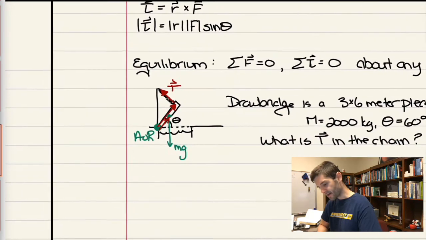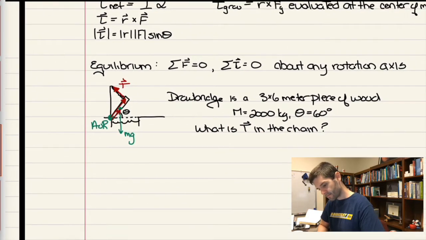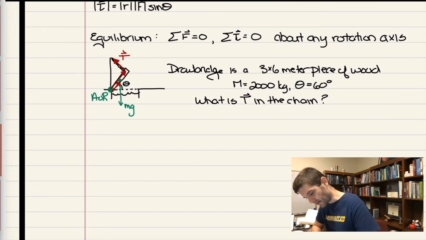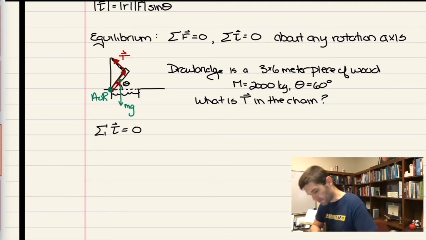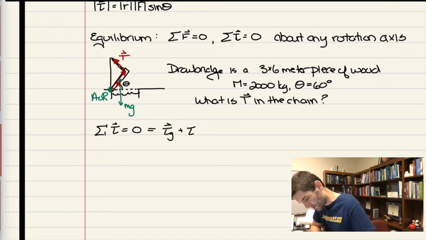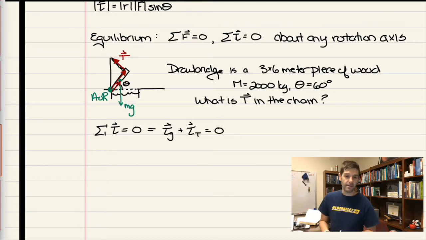And we expect that in equilibrium, the sum of the torques on the drawbridge better add up to 0. Which means that we expect the torque due to gravity plus the torque due to the tension to add up to 0. And the hope is that we can use these expressions to figure out the tension force.